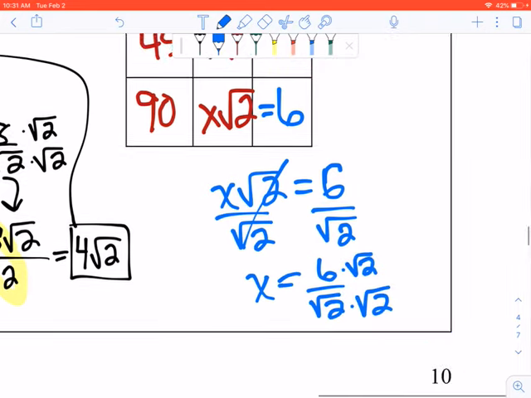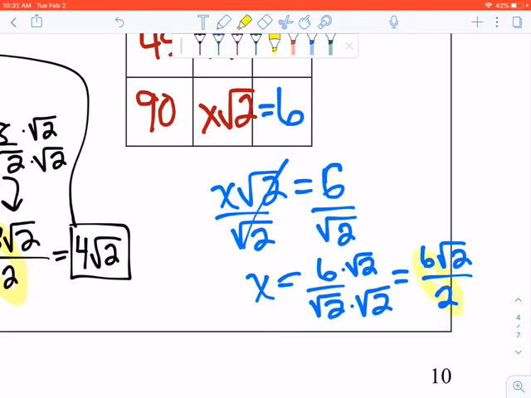So we multiply top and bottom by root 2. We get 6 root 2 over... Square root 2 times square root 2 is 2. And then I need to divide what's outside of the radical. So 6 divided by 2 is 3. And then the radical stays, root 2.